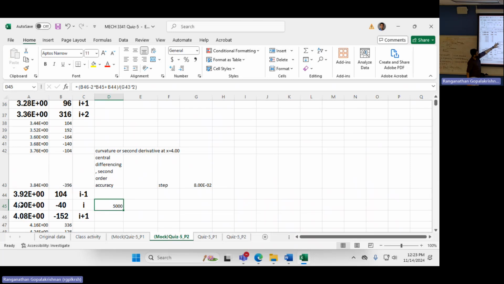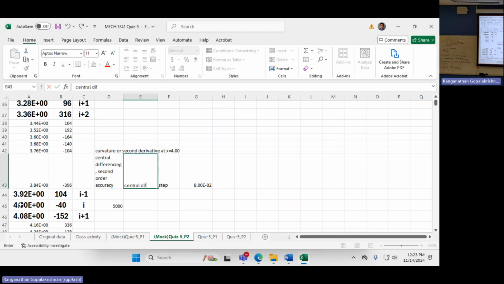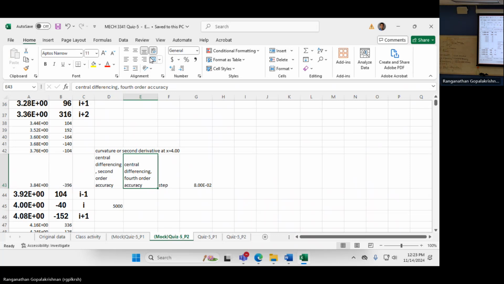Same quantity. We are going to calculate the same curvature using central differencing, but now we'll choose a formula that is higher accuracy. Let's do fourth order accuracy. So central differencing, fourth order accuracy. So this second order, I'm replacing it with fourth order. You don't have to derive anything. Look at the same table 23.3 and pick out the formula for me.